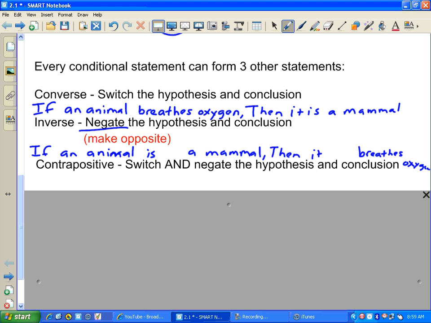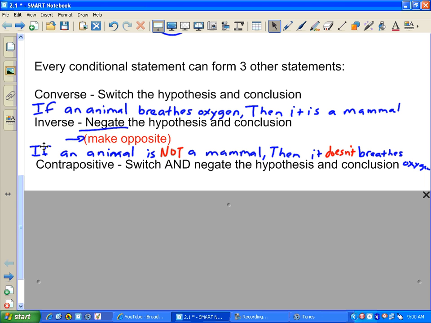Now, I left some spaces in here because I want to make these statements opposite of what they originally were. So my original if statement was, if an animal is a mammal. To make it the opposite, I want to say, if an animal is not a mammal, then it doesn't breathe oxygen. This is the inverse. So if you're doing these all at once, make sure you go back to the original statement each time. I don't want to take my converse and make it opposite. I want to go back to my original statement and make that negated.